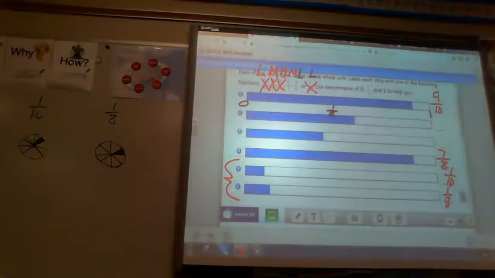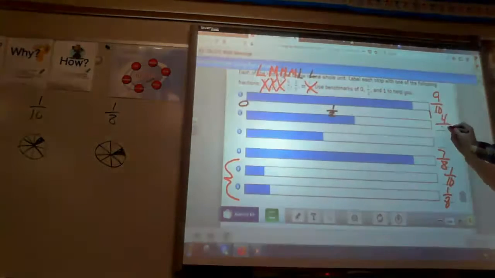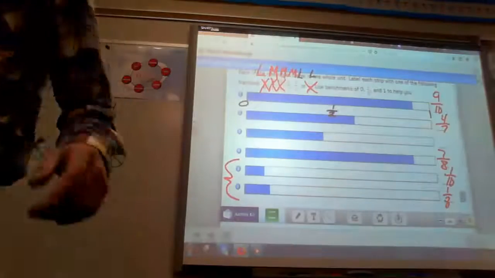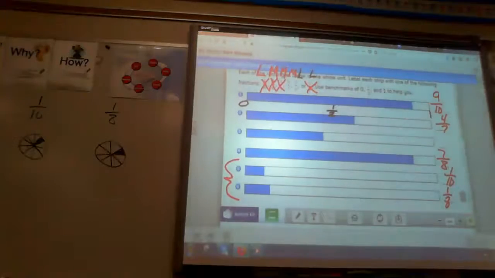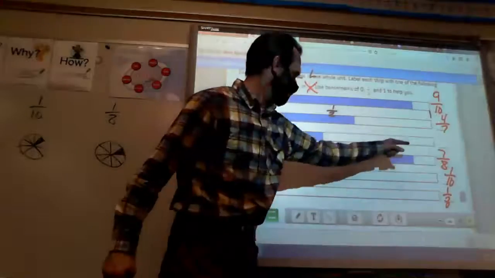Now where are we at this part? Let's jump this up quite a bit. Danielle, what's number 2? 4 7ths or 2 5ths? 4 7ths. How did you know? Yeah, 4 7ths is bigger than 2 5ths. Awesome. It's also more than half, right? Very good.